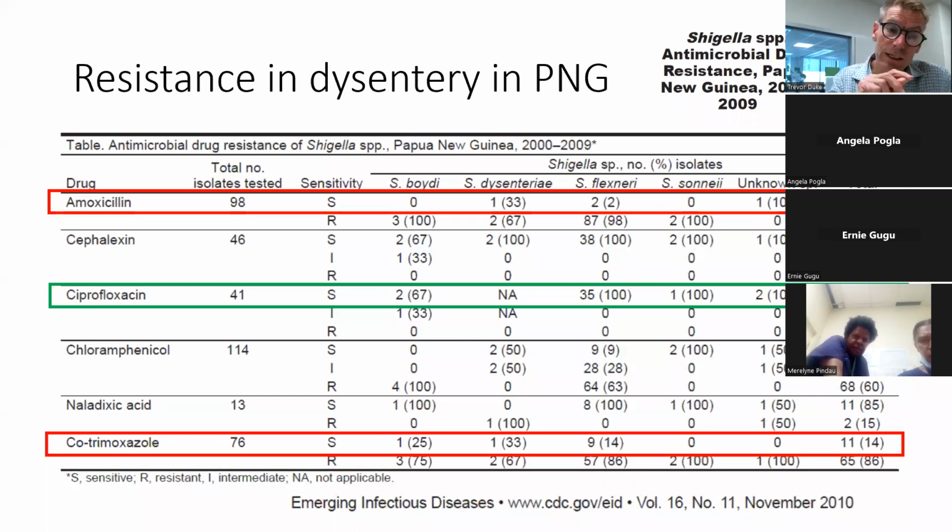And part of it is the widespread use of amoxicillin and cotrimoxazole over decades that's led to this resistance among Shigella in PNG and in countries all throughout the world, in South Asia particularly.